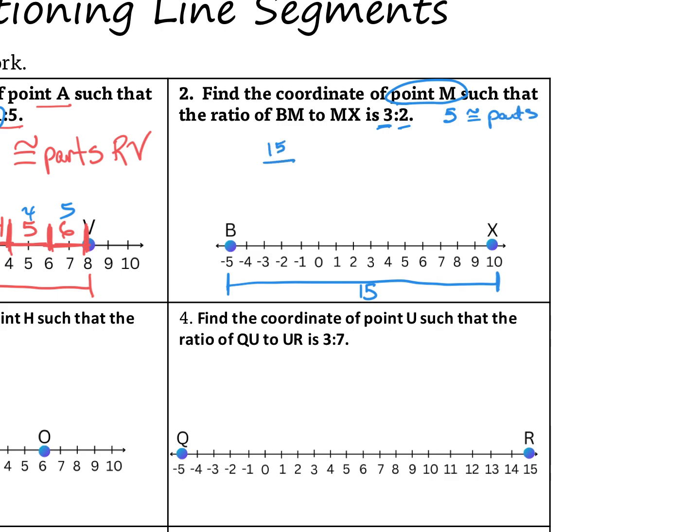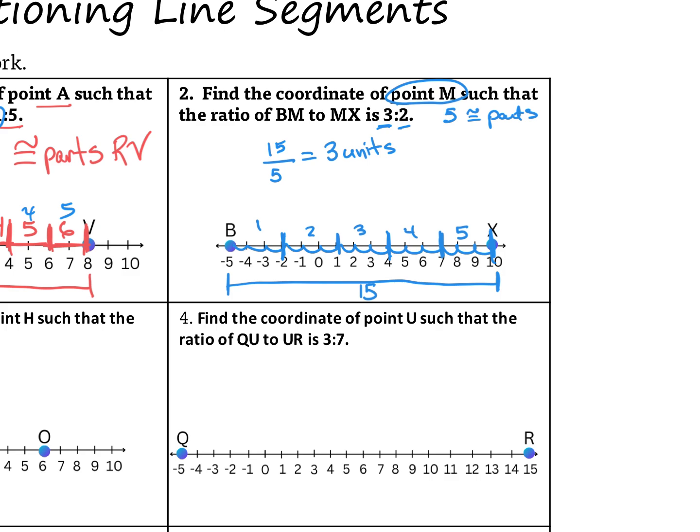Now, to determine how many units are in each part, so I can break this up evenly into 5 parts, I need each part to be 3 units long. So every 3 units is one congruent part. There we go. Those are my 5 congruent parts. 1, 2, 3, 4, 5.